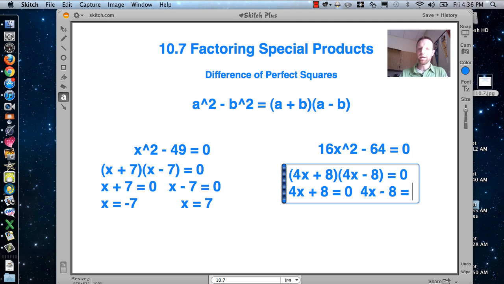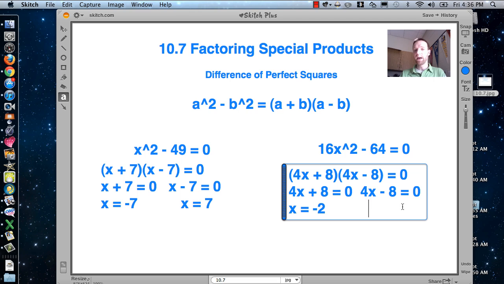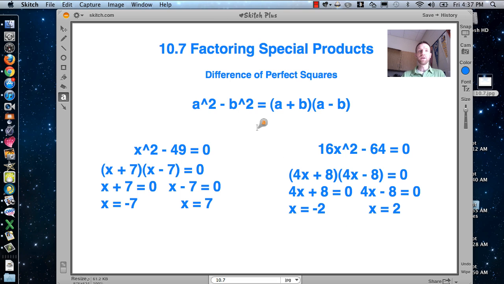So 4x minus 8 here would equal 0, and I'm just going to do this in my head. I'm going to add 8 and divide by 4, so x is going to have a value of positive 2. And over here, after I subtract 8 from this side and divide by 4, this x would have a value of negative 2. So we solved both of these equations using the idea of difference of perfect squares. Hope that helps. Try a few out, and we'll talk about this soon.